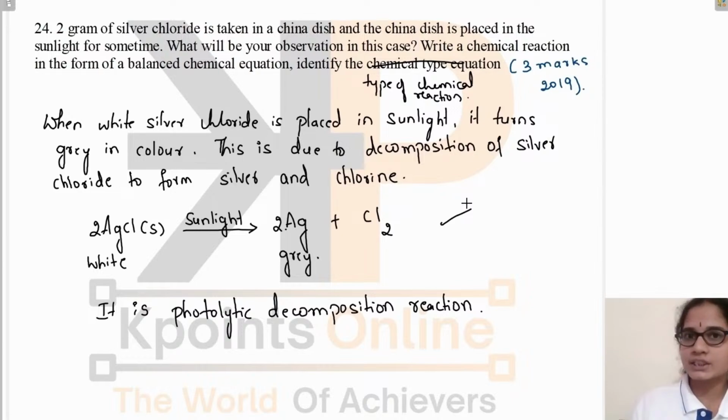When the question is asked in parts, please be concentrated to write the answer in parts, which means you should cover both the parts. Like here they have given: what will be your observation, this is one question, and write a chemical reaction in the form of a balanced chemical equation. You should observe this also. And another thing, identify the type of chemical reaction. So a single question is asked in parts. So you should be able to cover all these parts.